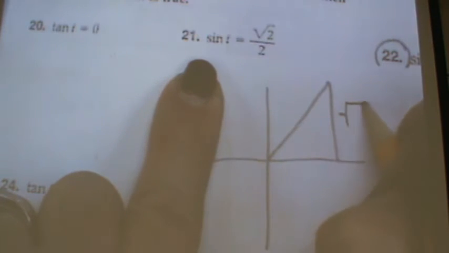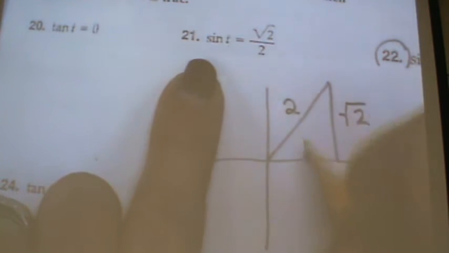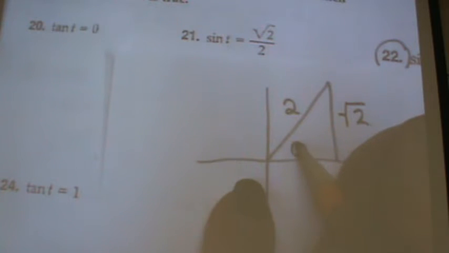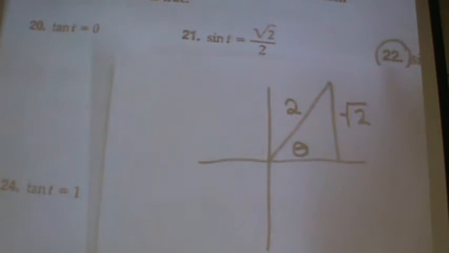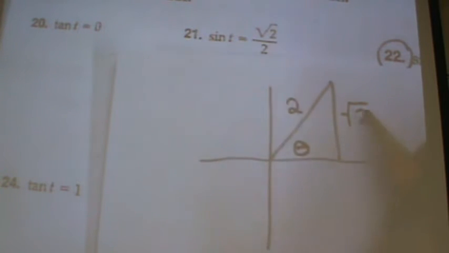Here's the first question. Sine of t is root 2 over 2. You always start in quadrant 1, whether it's positive or negative. Now, what does the word sine mean? It means opposite over hypotenuse. Can you tell me what angle I am? 45 degrees. You're a 45, good job. You're a 45-degree angle, so guess what? That's one of your answers: 45 plus or minus 2k pi.